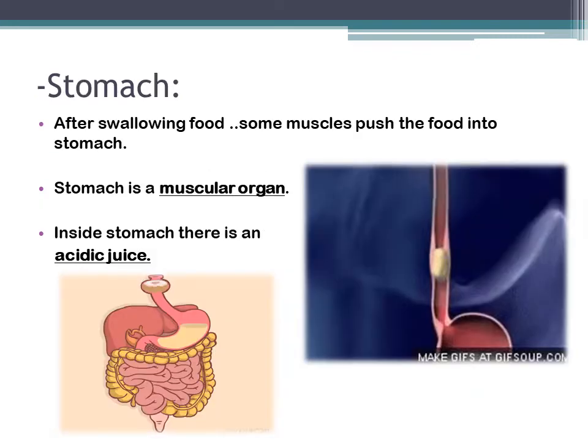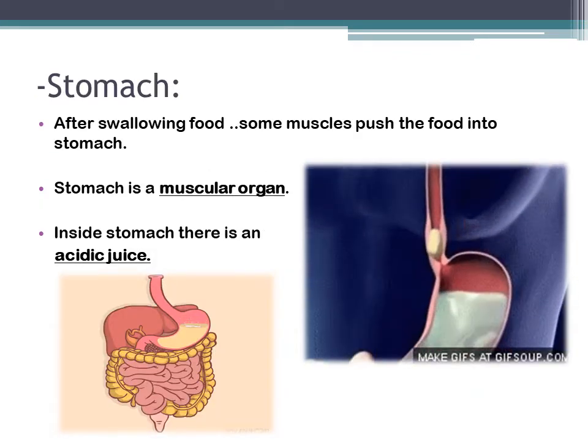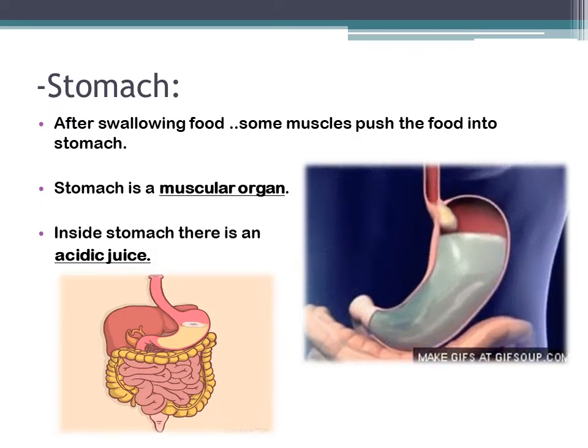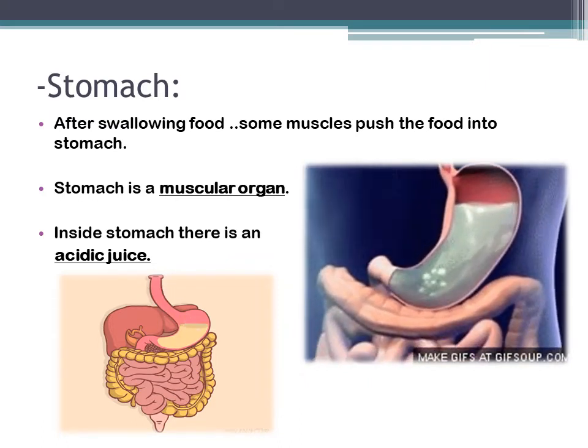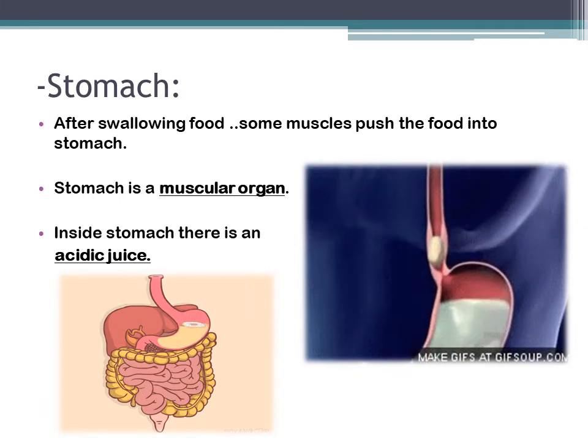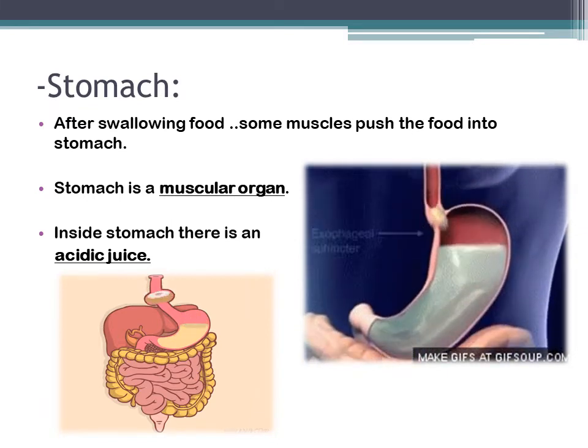Okay? After the mouth and after swallowing food, there are some muscles that push the food. Push the food to where? Push the food into the stomach.